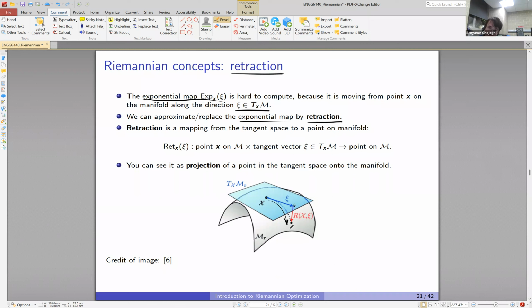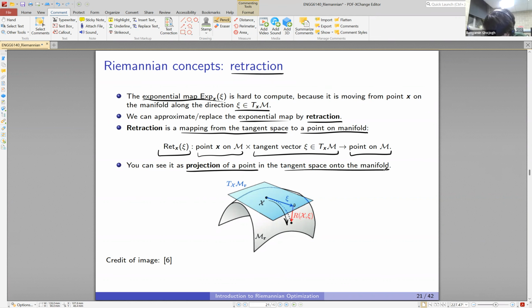So rather than going in this curvy direction, go straight and then project. This is retraction. Retraction is a mapping from the tangent space to a point on the manifold. It's denoted by this, retraction of vector zeta at point x. It gets the point x on the manifold and the tangent vector in the tangent space, and it gives a point on the manifold. We can see it as projection of this point in the tangent space onto the manifold. Okay, so this is retraction.